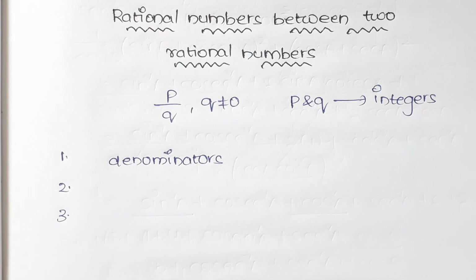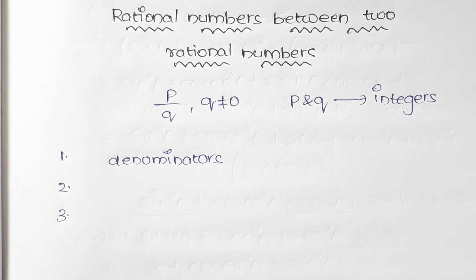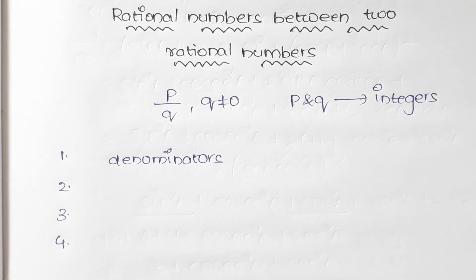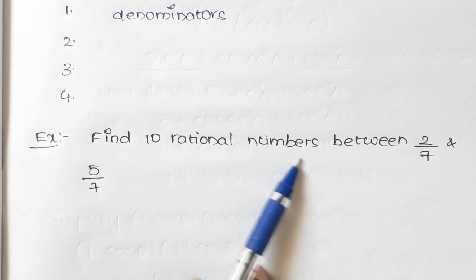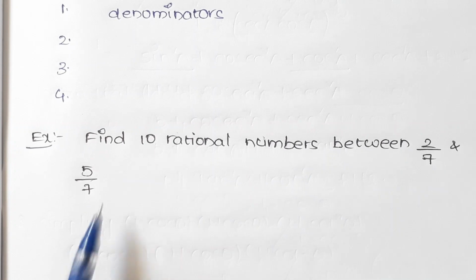And now the fourth step is that if the numerators differ by a lesser value than the number of rational numbers to be found, then the numerators and the denominators of both the rational numbers are multiplied by multiples of 10. Now let us see some examples based on these four steps. The first example is, find 10 rational numbers between 2 by 7 and 5 by 7.